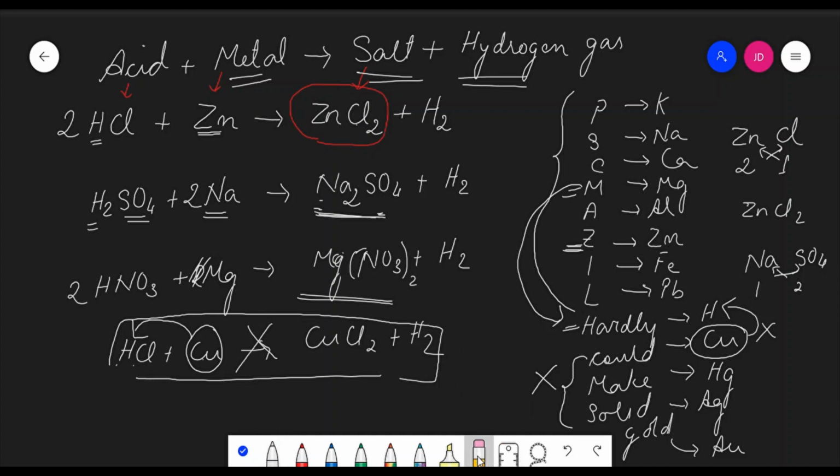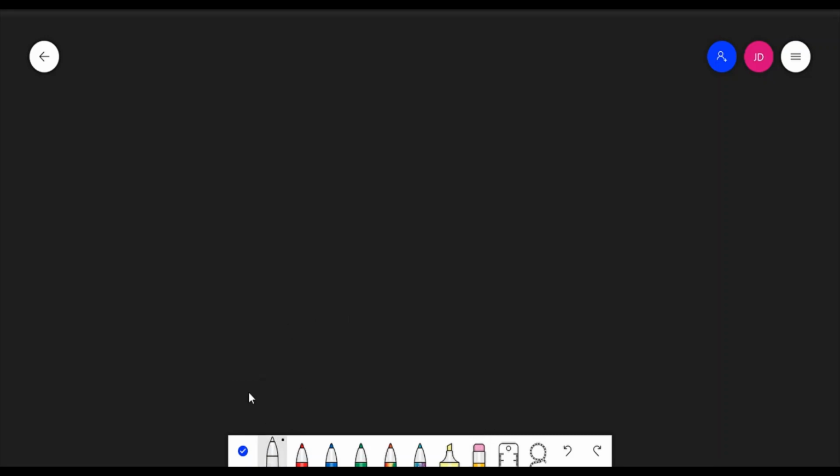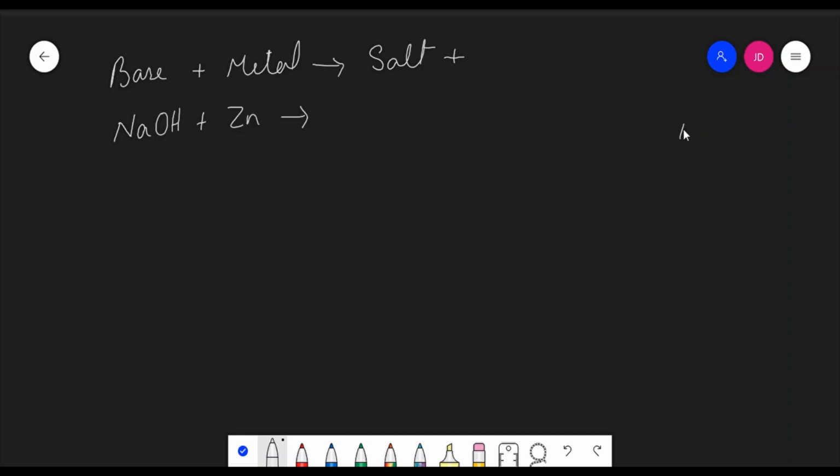Then let's see what will happen if we take a base and a metal. Base plus metal. Again, obviously, we'll get salt, because acid plus base will react to give salt. Let's take the most common base, NaOH, plus let us take the metal, zinc. So let me write it again this side.